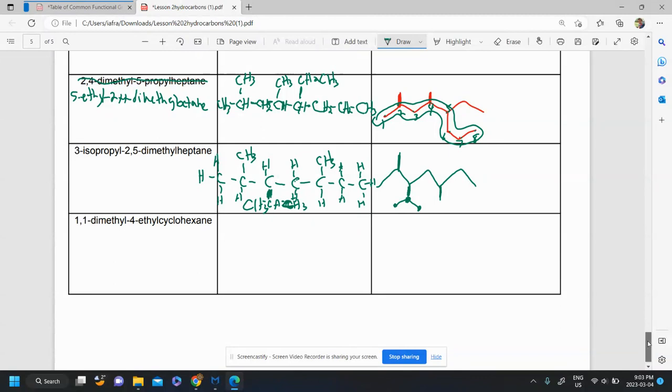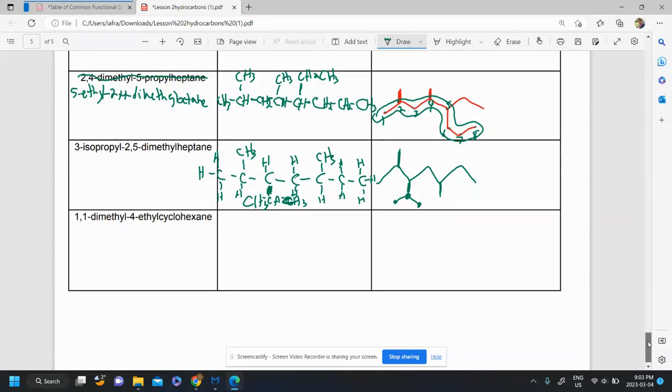And the last one here, 1,1-dimethyl, 4-ethyl cyclohexane. So let's start by drawing our cyclohexane parent chain. And we say 1,1-dimethyl, 4-ethyl cyclohexane. So doesn't really matter which one is number 1, just choose any carbon. And we have 2 methyls there. So a methyl here and a methyl here.